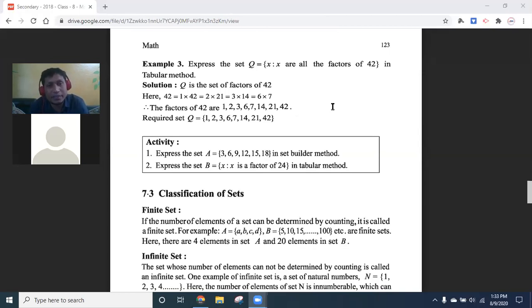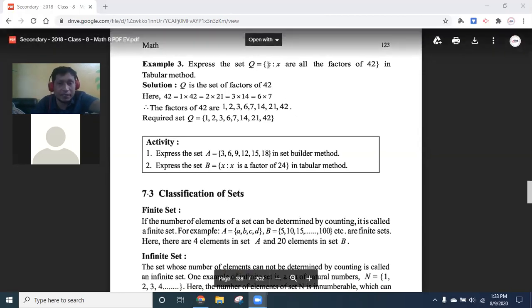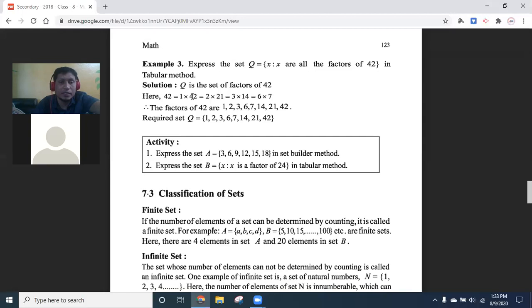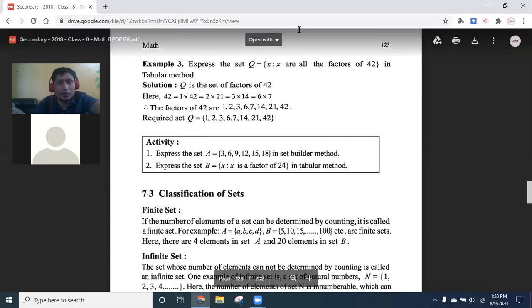Here, Q is a set where x is the common element, the common name of the set. x such that x are all the factors of 42. That is, you have to know who the factors of 42 are. The factors of 42 are 1, 2, 3, 6, 7, 14, 21, 42. I think all of you know how to find the factors. If you don't know, tell me and I will explain. These are the factors of 42.